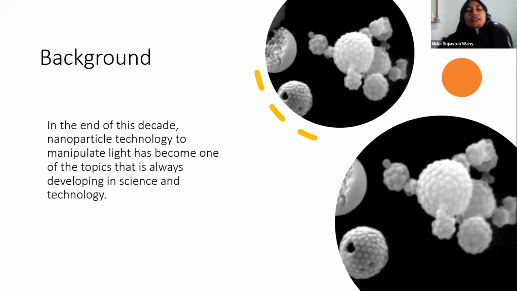Okay, in the last decade, nanoparticle technology to manipulate light has become one of the topics that is always developing in science and technology. One of them is the nanoplasmonic structure. It can be used in biosensing, chemical sensing, waveguides, metamaterials, and many more. There are many challenges in the manufacturing process and the selection of the right materials.